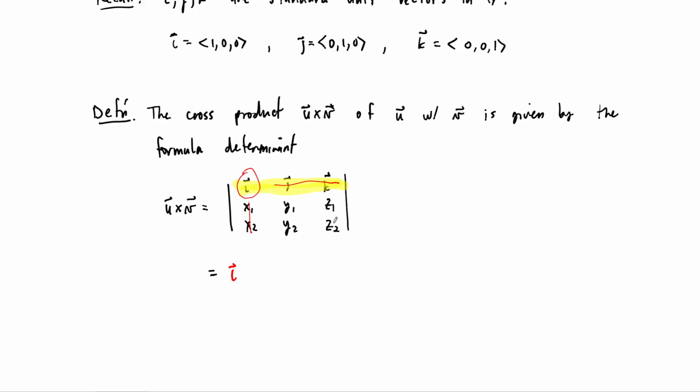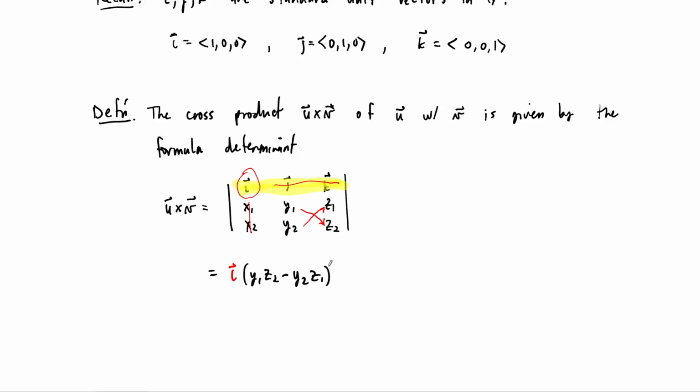We're going to focus on this lower right-hand corner here, and then we are going to do what you might call a zigzag multiplication. We're going to multiply this way and then multiply this way and subtract those two. So this product here is going to be y1 z2 minus y2 z1.